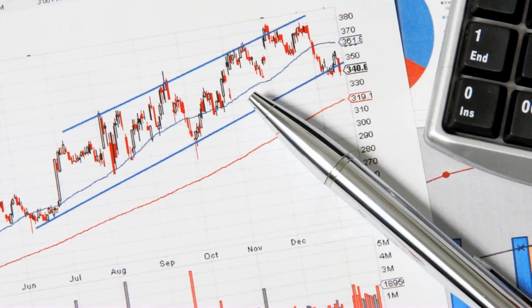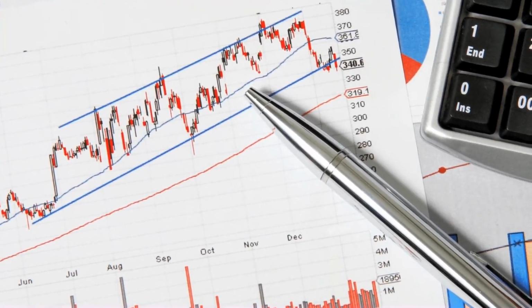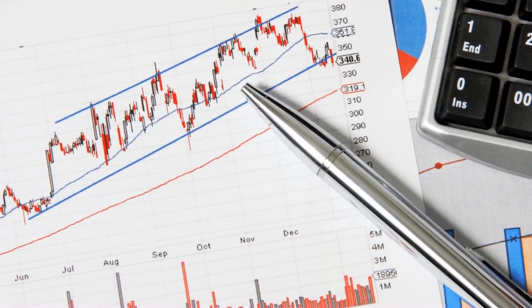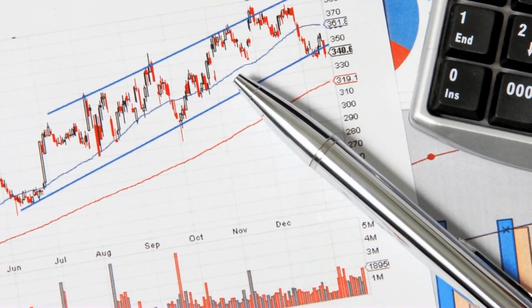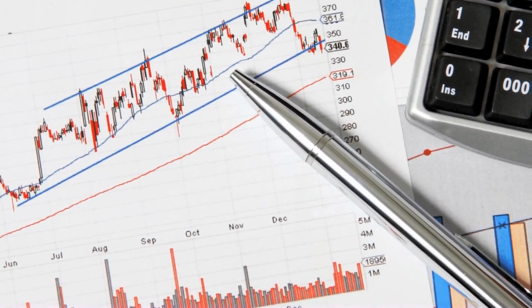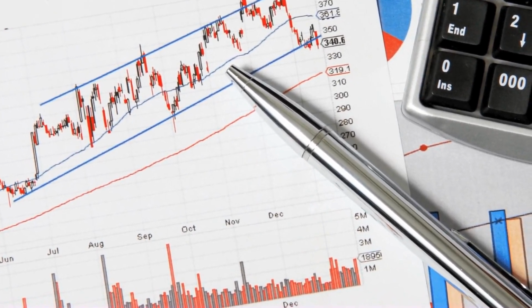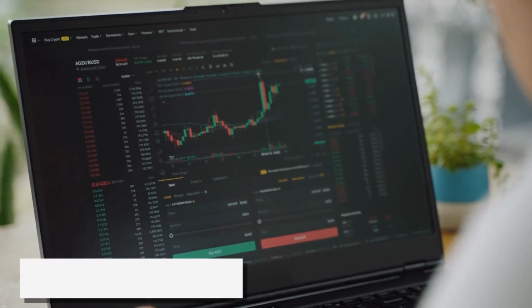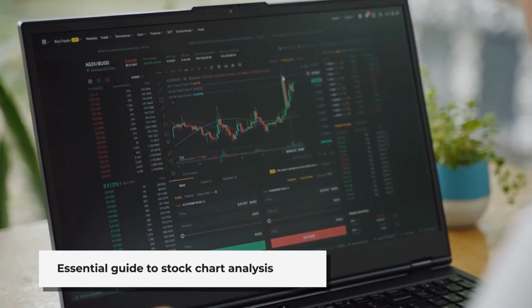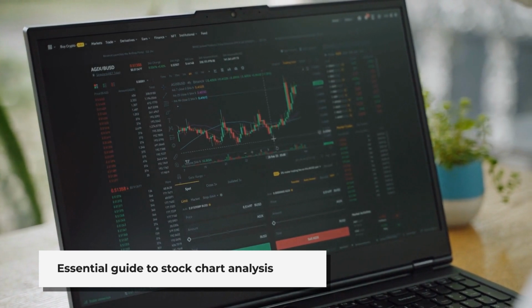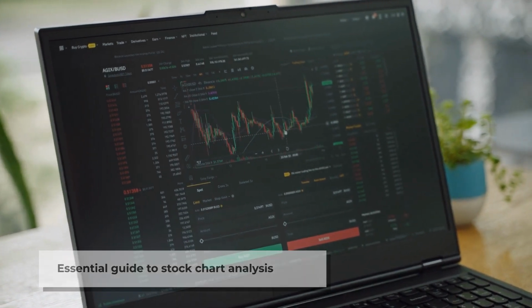Are you ready to master the art of day trading by learning how to read stock charts effectively? Whether you're a beginner or looking to refine your skills, this guide will walk you through the essentials of stock chart analysis to help you spot profitable trading opportunities. Understanding stock charts is fundamental for any trader. We'll explore what stock charts are, the different types available, and how to interpret them to make informed trading decisions.